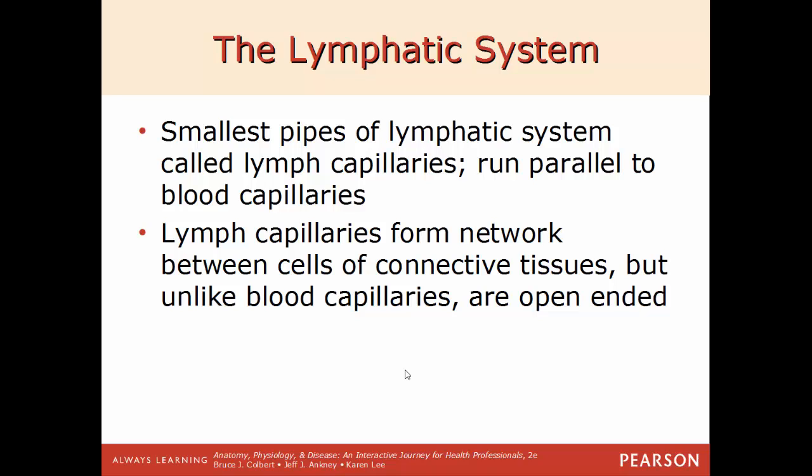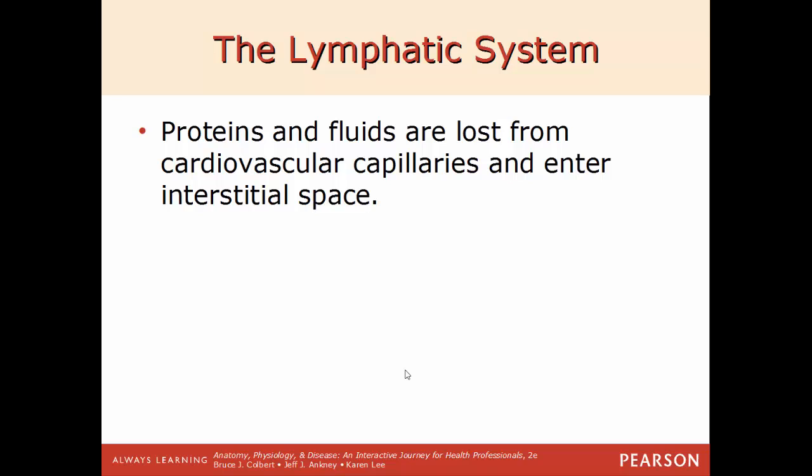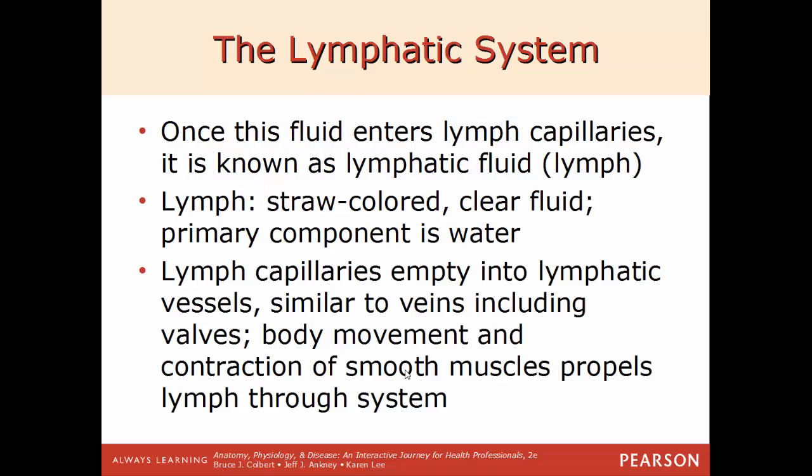The smallest pipes of the lymphatic system are called lymph capillaries, and they will run parallel to the blood capillaries. Now, lymph capillaries form a network between the cells of connective tissues, but unlike blood capillaries, are open-ended. Proteins and fluids are lost from cardiovascular capillaries as they are squeezed out due to osmotic pressure, and they go into the interstitial space. So from there, they will enter the lymph capillaries. Once that fluid enters the lymph capillaries, it's now called the lymphatic fluid, or lymph for short.